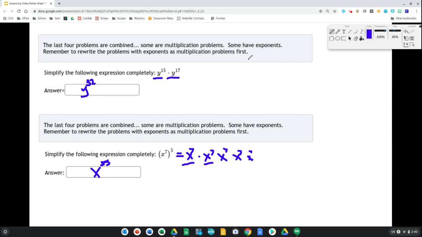That's what you're going to be working on today: multiplication problems and exponent problems with these monomials.